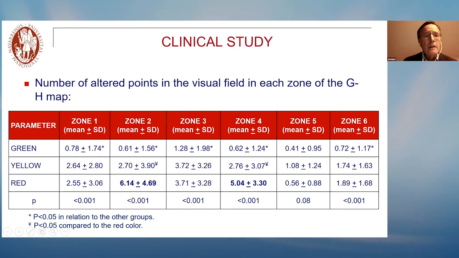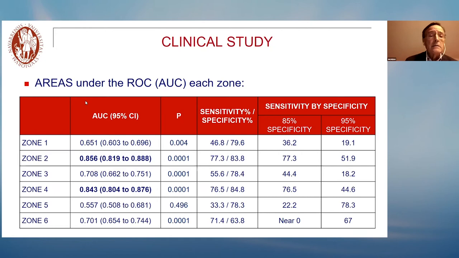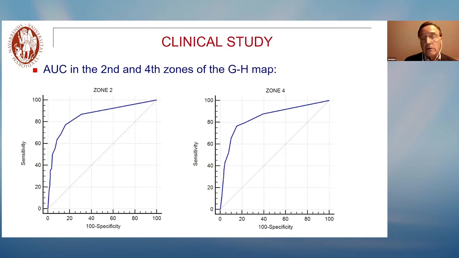The area under the ROC curve is higher in zone 2 and zone 4. These are the graphs from the areas under the ROC curve in zone 2 and zone 4.